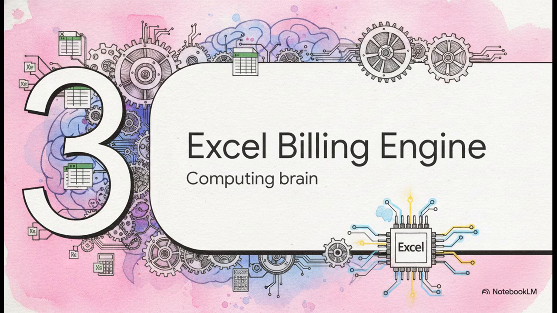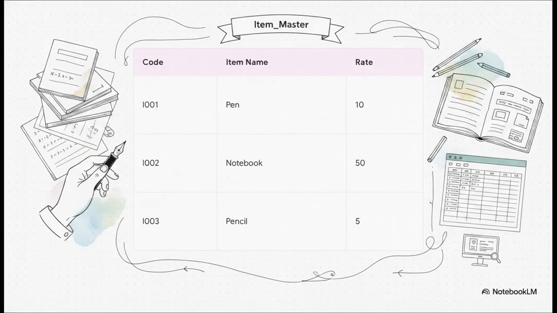All right, Section 3, the Excel billing engine. Time to look at the computing brain. If Word is the attractive formatting face of our operation, Excel is the incredibly powerful computing brain that stores our data and crunches all of our math behind the scenes. To ground this, let's think about a practical example of a stationery shop.